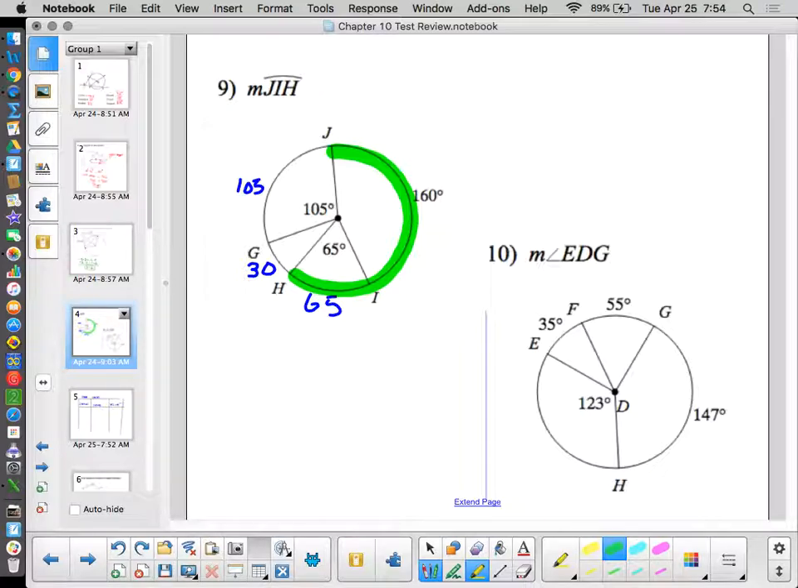That helps you focus in on what you're doing, so you get the correct answer. And then it's pretty easy. It's 160 plus 65. That's what I need, so that's going to be 225. That's the measure of arc JIH.